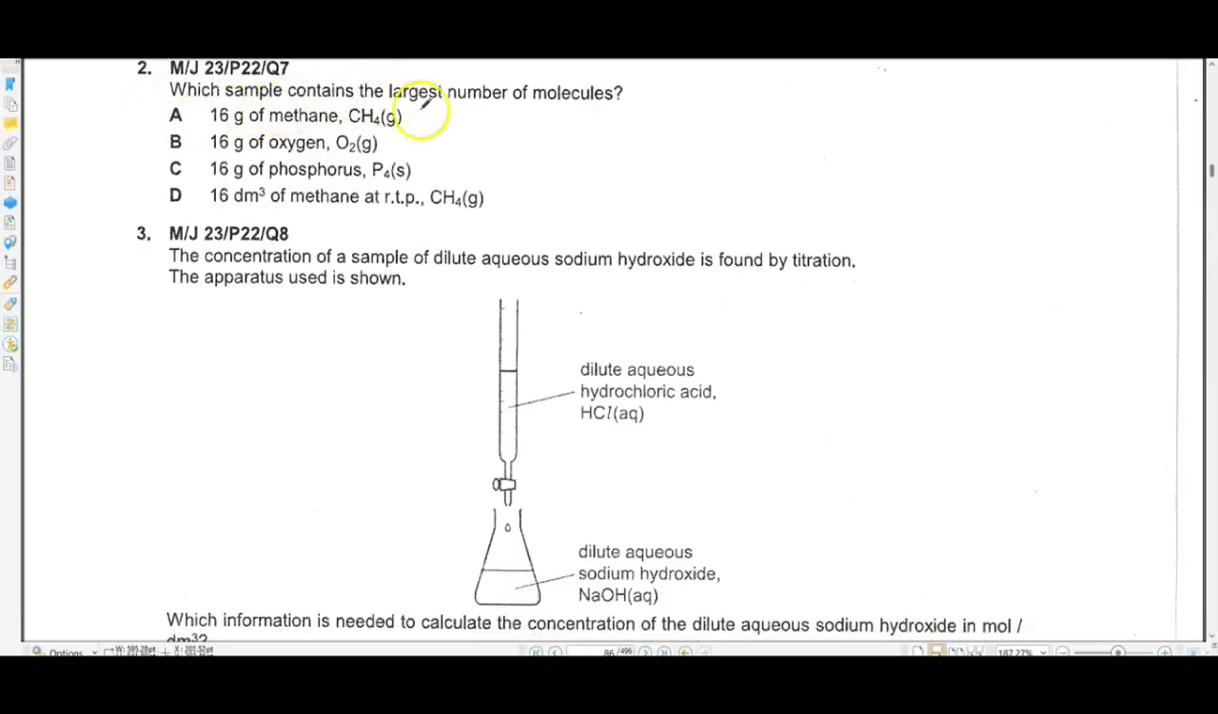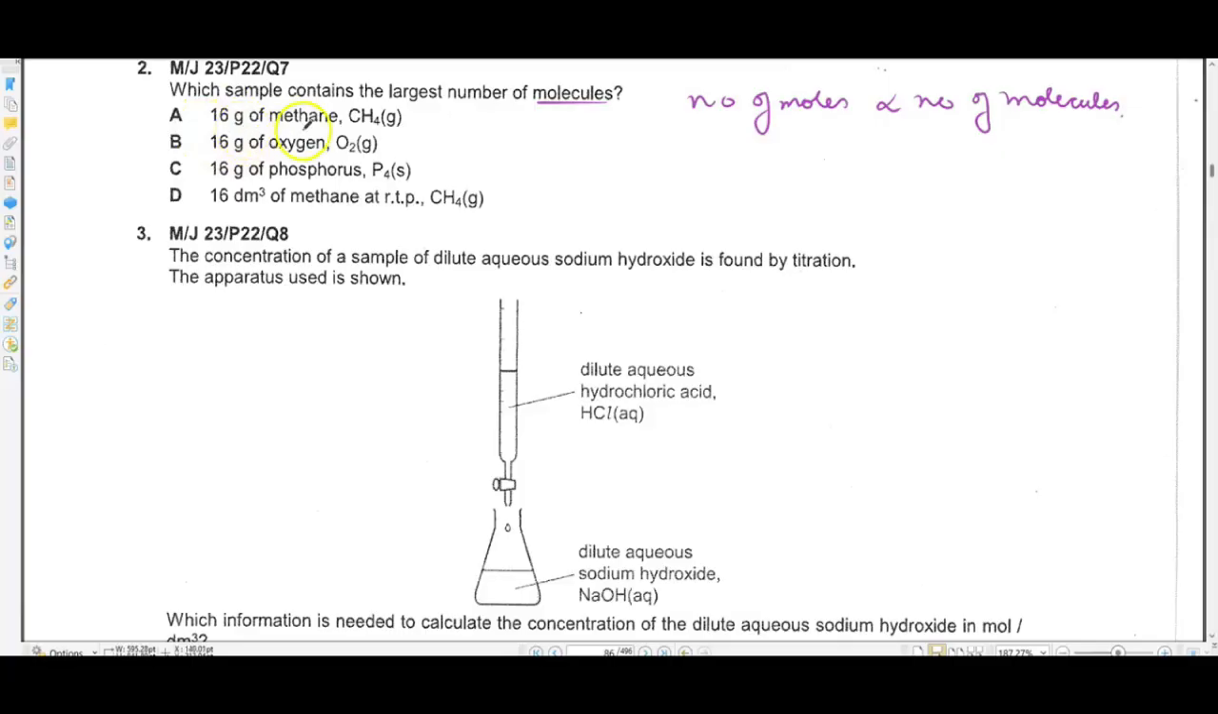Okay, moving towards question number 2. Which sample contains the largest number of molecules? So, the number of moles is proportional to the number of molecules. Okay, remember this thing, and then we are going to move towards the question.